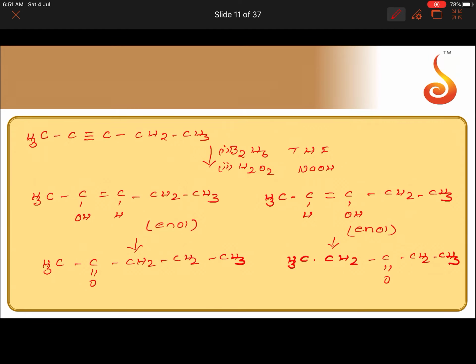But the methyl ketone is the major product. So 2-pentanone is the major product. 3-pentanone is the minor product. This is about unsymmetrical alkynes. Unsymmetrical non-terminal alkynes on hydroboration oxidation will give a mixture of two different ketones in which the methyl ketone will be the major product.